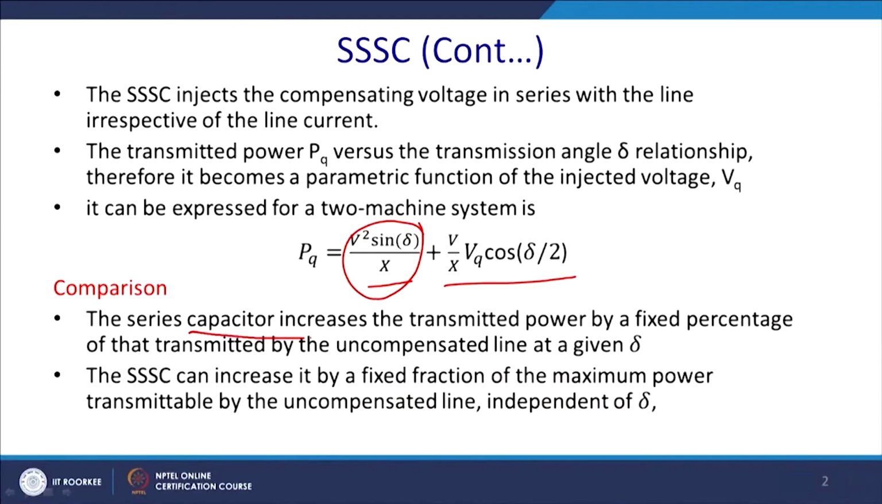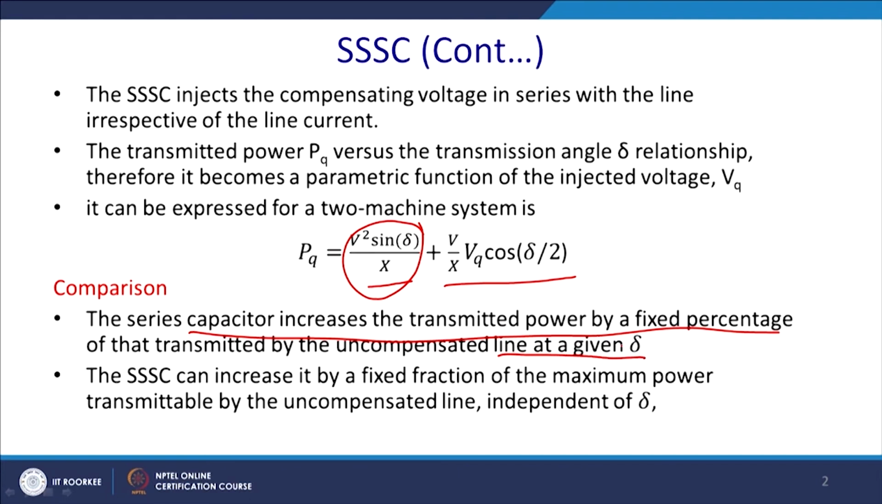And what is the beauty of it? Even you can transmit power at 0 delta. So, this is an enhanced power handling capability, and in percentage it is huge when delta is very low. So, it is a very suitable kind of compensation when delta is very low. This series capacitor increases the transmitted power by a fixed percentage of the transmitted power of the uncompensated line at that delta.